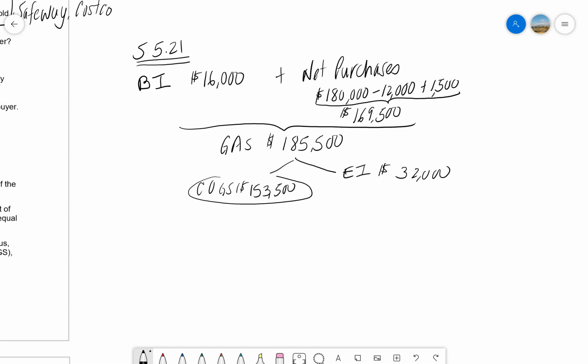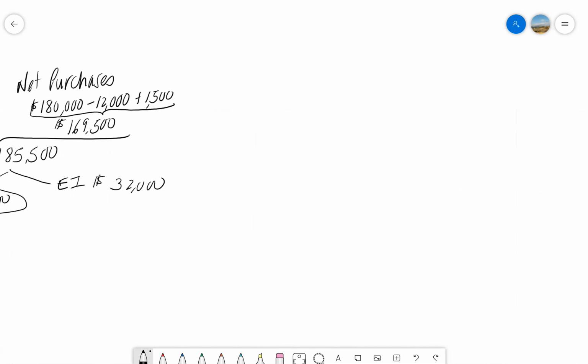So that's the missing amount for starter 5-21. Now let's go over and look at starter 5-22. Once again, fairly straightforward. We should be able to do this quite easily now.